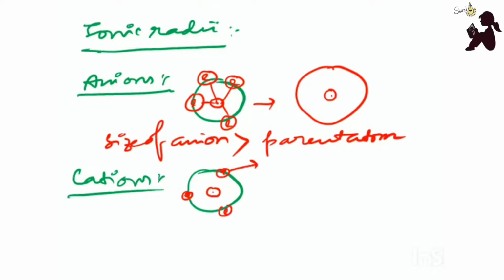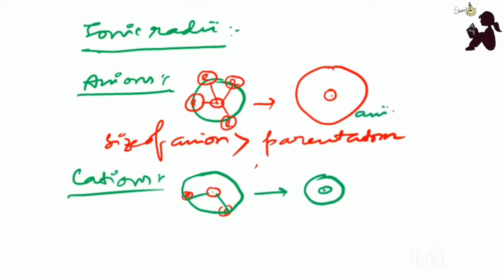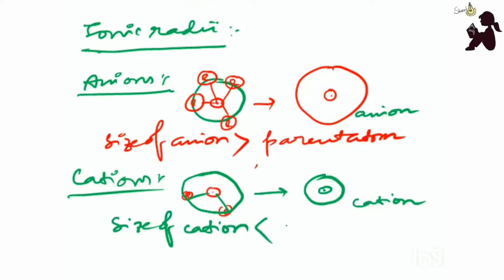So if it goes out, okay, the outer orbit, this electrostatic force will increase, because now it has to attract two electrons, so it will attract more. So what happens? Its size decreases. Okay, here it is anion, it is cation. So the size of the cation will be less than the parent atom.